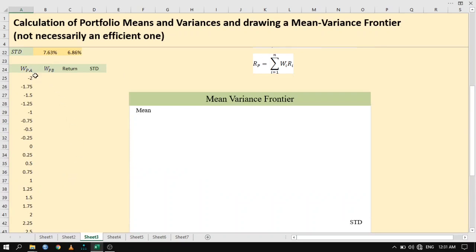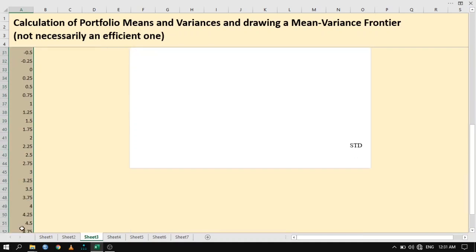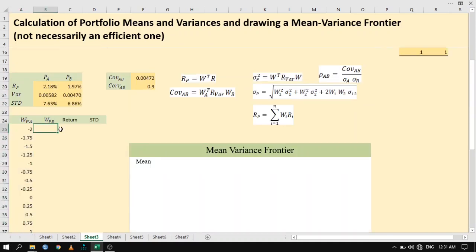Then what I'm going to do is calculate the portfolio weight of the other portfolio, portfolio B. Here we have the weights of portfolio A. Then I'm going to calculate the weights of portfolio B. For that purpose, I'm going to use a formula. The weight of portfolio B should be 1 minus the weight of portfolio A, because the summation of the two weights should be equal to 1.